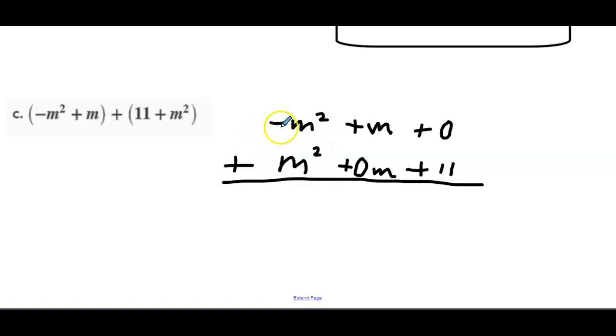We're adding these, obviously. When we add, those two cancel, so there will not be an m squared term here. M plus 0m is just going to be m, and then 0 plus 11 is going to be 11. So we have m plus 11 for our final answer.